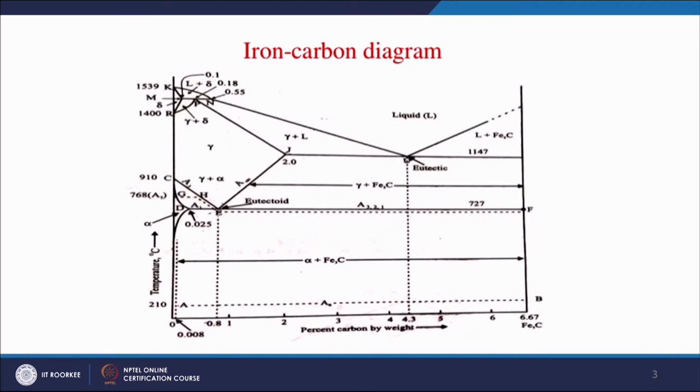When it is cooling, the austenite will decompose to ferrite plus cementite, and when we are heating, this ferrite plus cementite, which is pearlite, will change to austenite. So, this transformation at this point, as well as the transformations at all these places, maybe below also, are taking place.